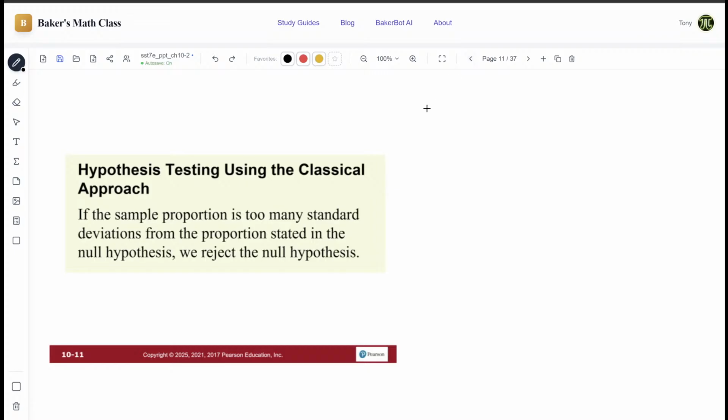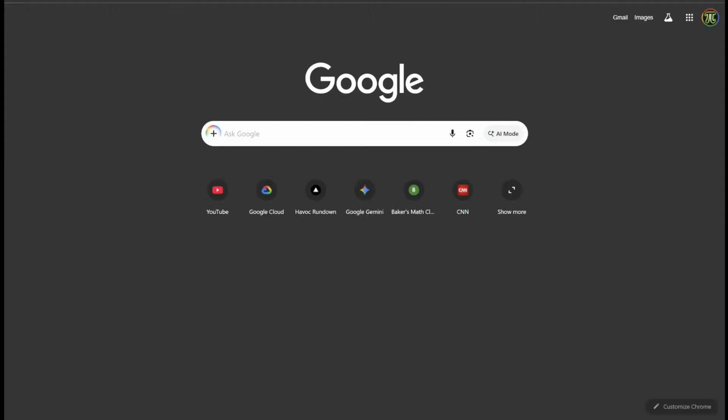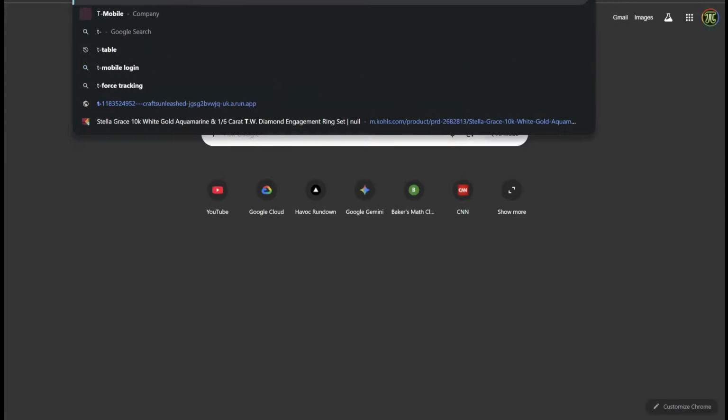Okay, so I'm actually going to get the values for here. T-table.